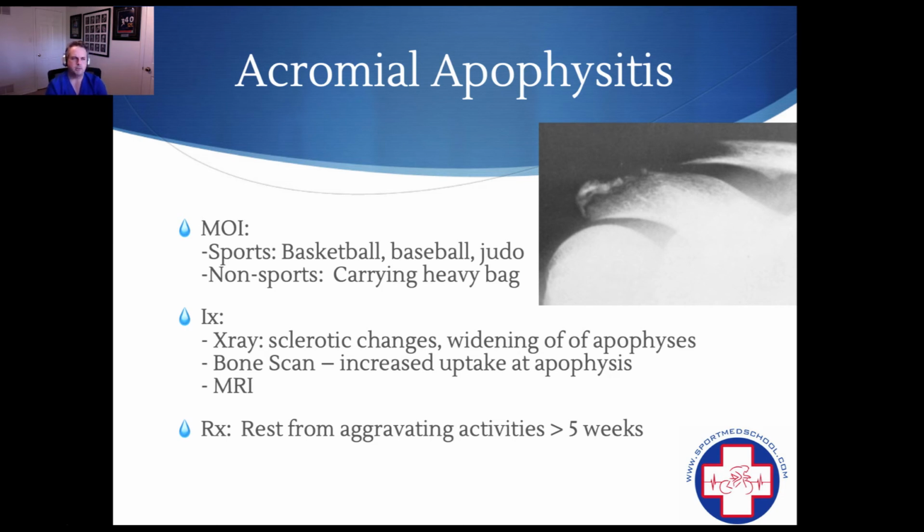The literature talks about a bone scan. I really don't think that's necessary. Once again, the x-ray is sufficient in terms of demonstrating the changes, and if it doesn't demonstrate the changes and there's no range of motion loss, it's worthwhile following up, or if you're concerned, you can always arrange for an MRI as opposed to a bone scan. Treatment is essentially to avoid whatever the aggravating activity, whether it's the heavy bag or the sport, for approximately 5 to 6 weeks.